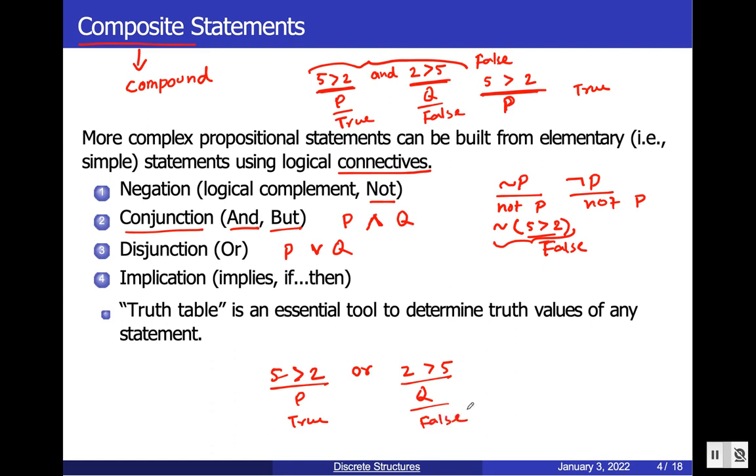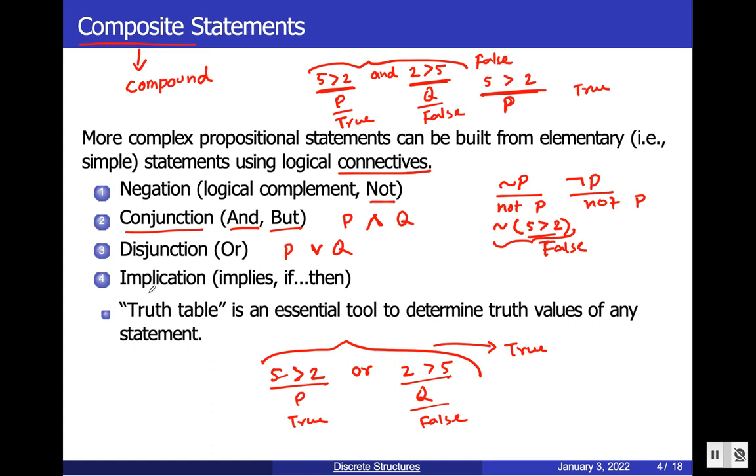But if I now say 5 greater than 2 or 2 greater than 5, obviously one of them is going to be true. If we combine these statements, it creates one single statement, and the value of this statement will be true, because either 5 is greater than 2 or 2 is greater than 5.